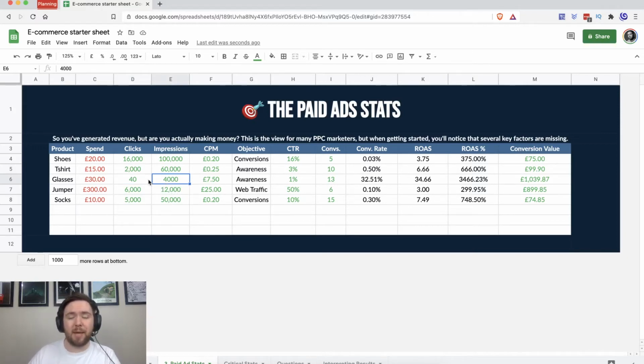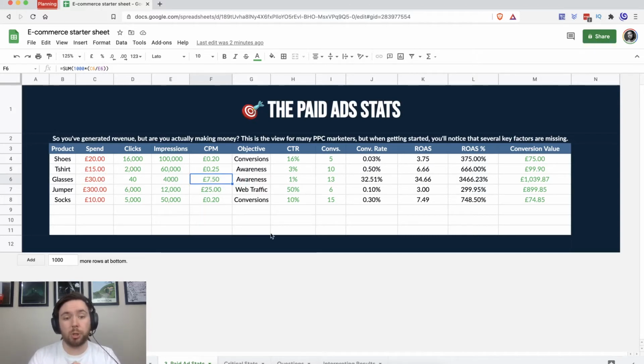Impressions. So clicks is how many people have clicked on your ad. Impressions is then how many people have seen it, but not necessarily clicked on it. And then we go to CPM, which stands for cost per 1,000 views. So this is simply we look at the overall spend divided by the impressions, and then we type 1,000 times your cost divided by impressions, which gives us your £7.50. Let's just double check that. Yep, there we go. So it's 1,000 times your spend divided by your impressions. There we go. And that gives us our cost per 1,000.